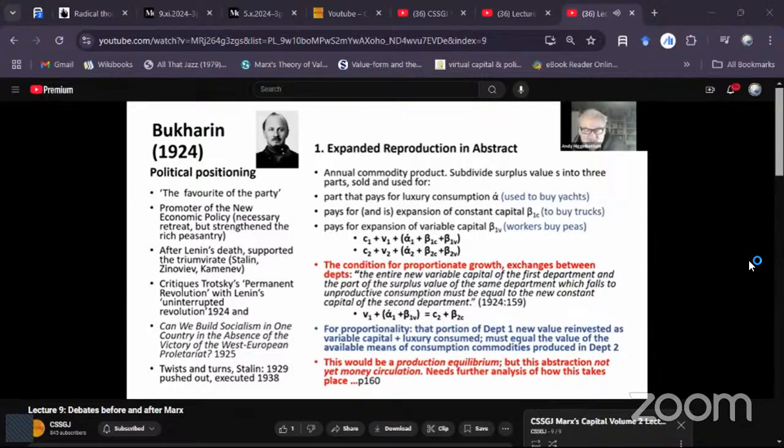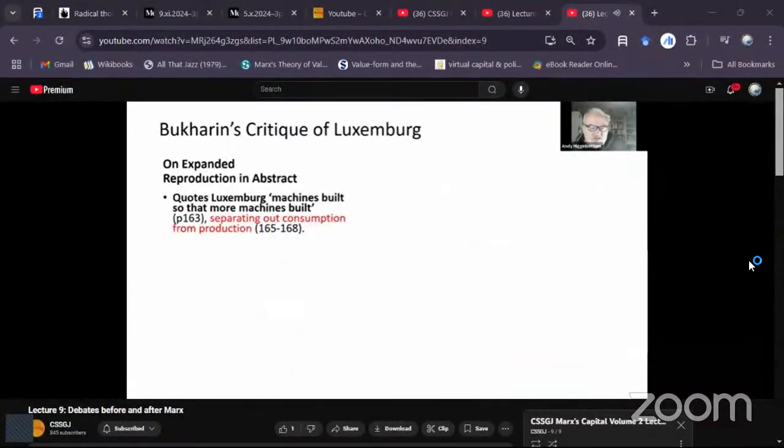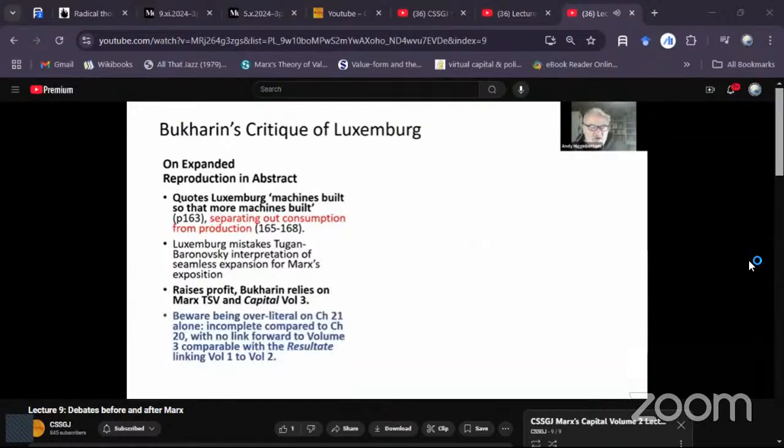I do accept that he's got that right. He's put in algebraic form for the first time the condition of proportionality in expanded reproduction. But there's really a political agenda, which is that they're arguing against the influence of Luxemburg in the German Communist Party. By this time, Luxemburg was assassinated, but she still had a lot of influence. Her ideas still had a lot of influence, right?